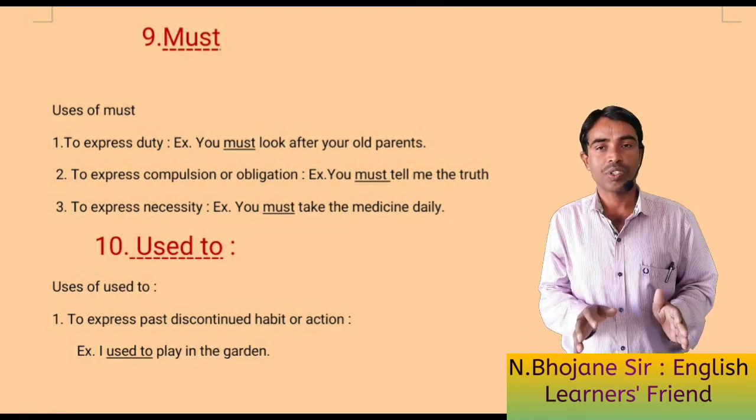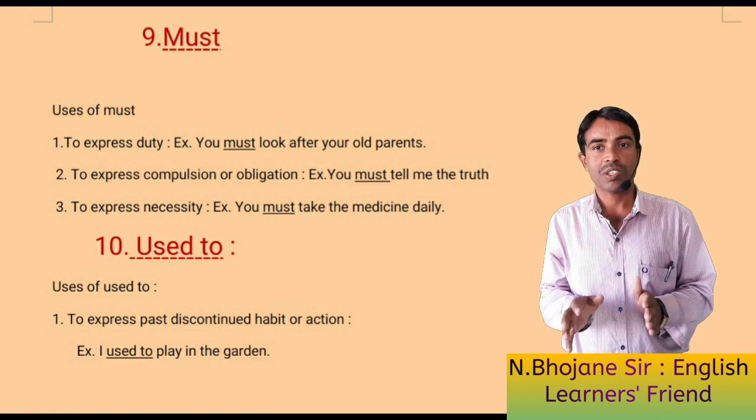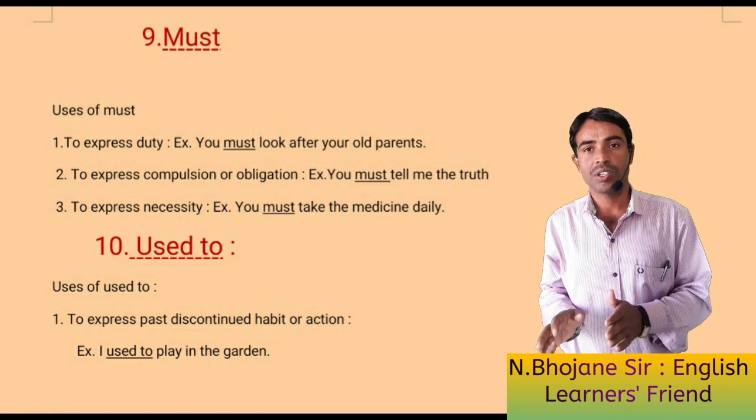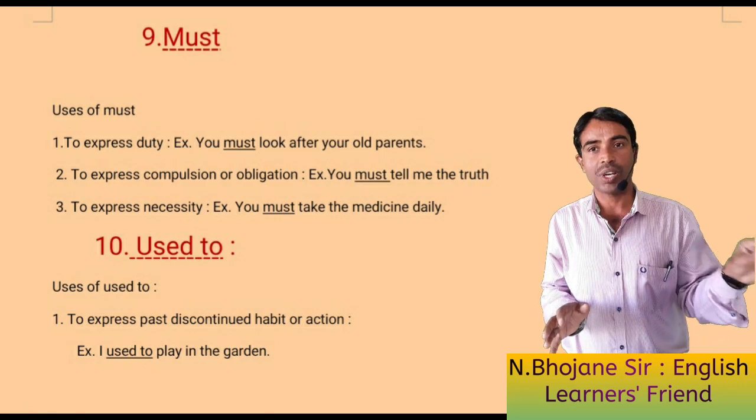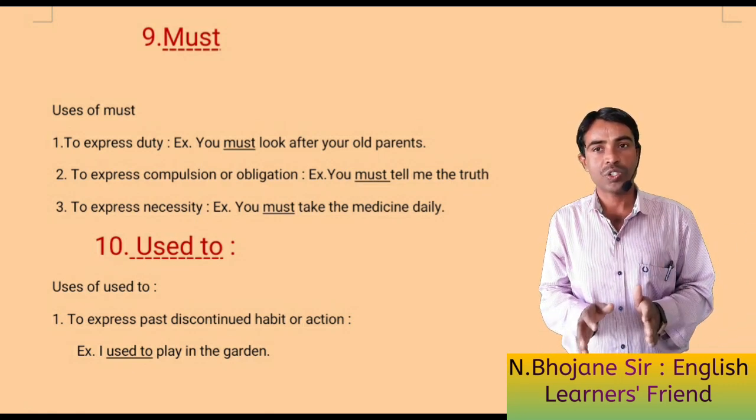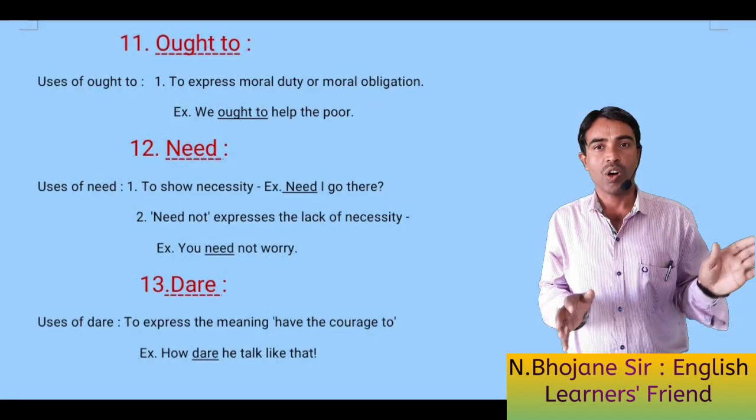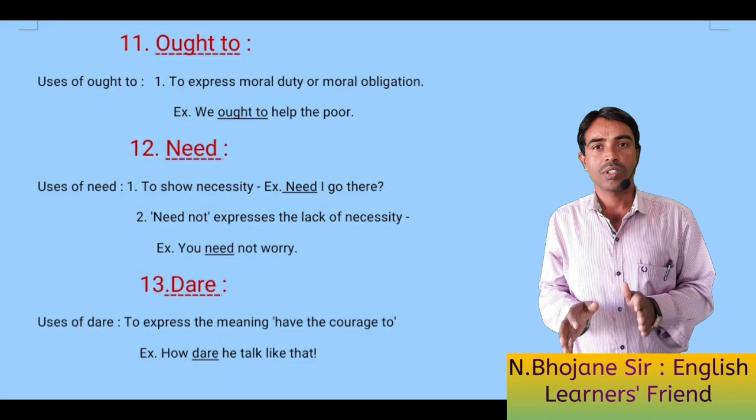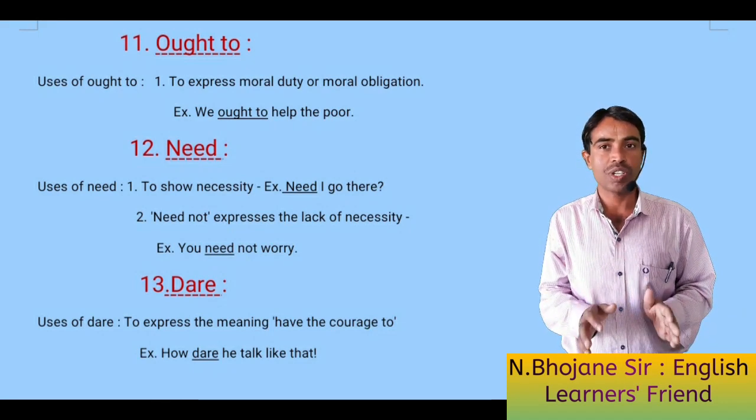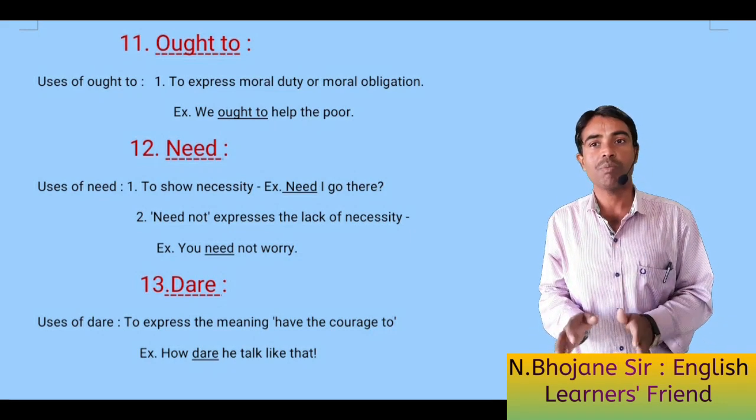Used to. Used to is used to express habitual action in the past. For example, I used to play in the garden. We can use would instead of used to, and vice versa. Ought to. The modal auxiliary ought to indicates moral duty or moral obligation. For example, we ought to help the poor.